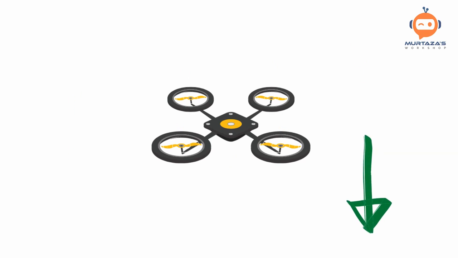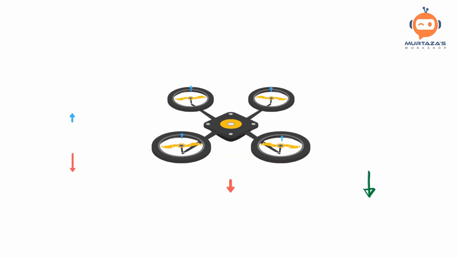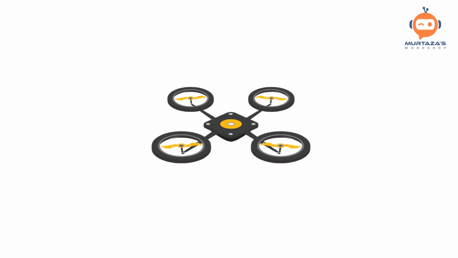If we want to go down, we will decrease the speed of all motors so that the lift is less than the weight of the drone. If we want to hover in the air, we will change the speed of the motors so that the lift is equal to the weight of the drone.